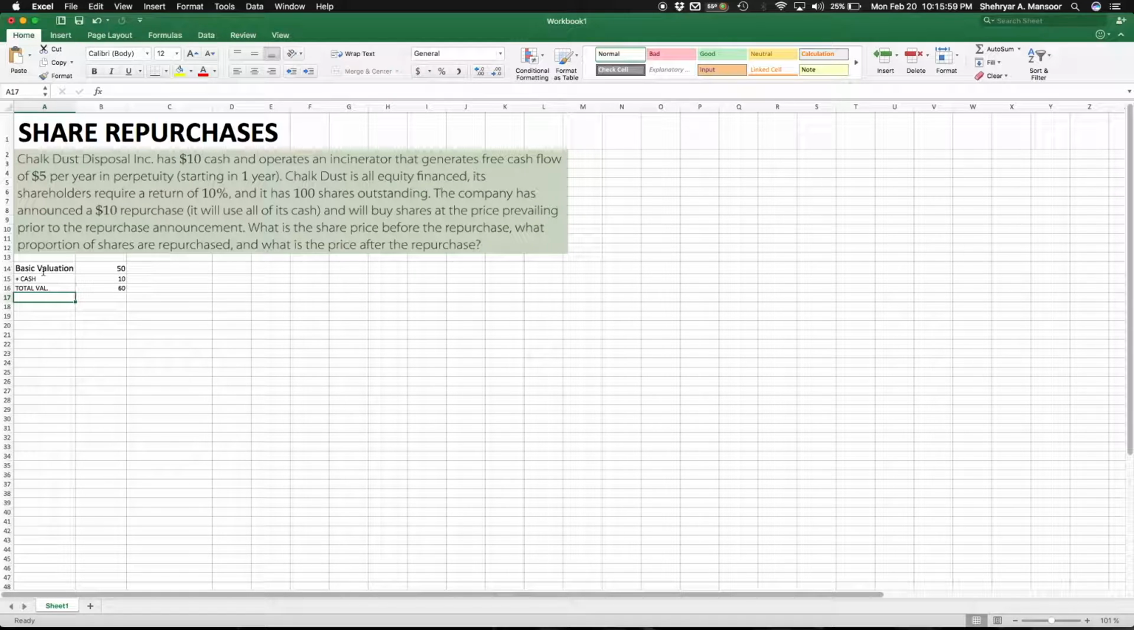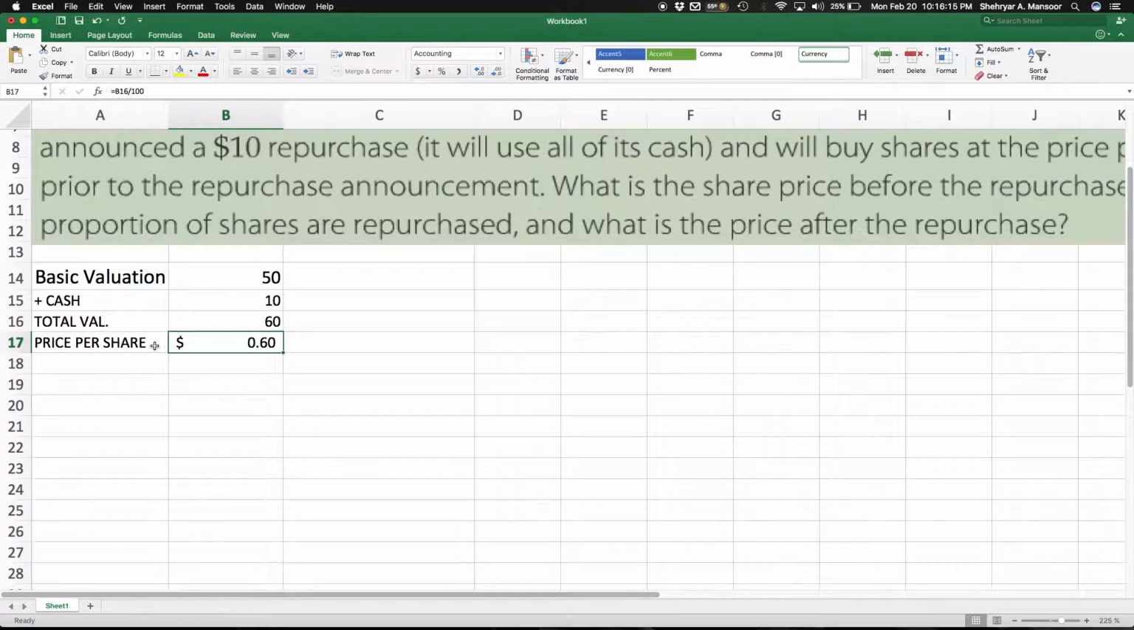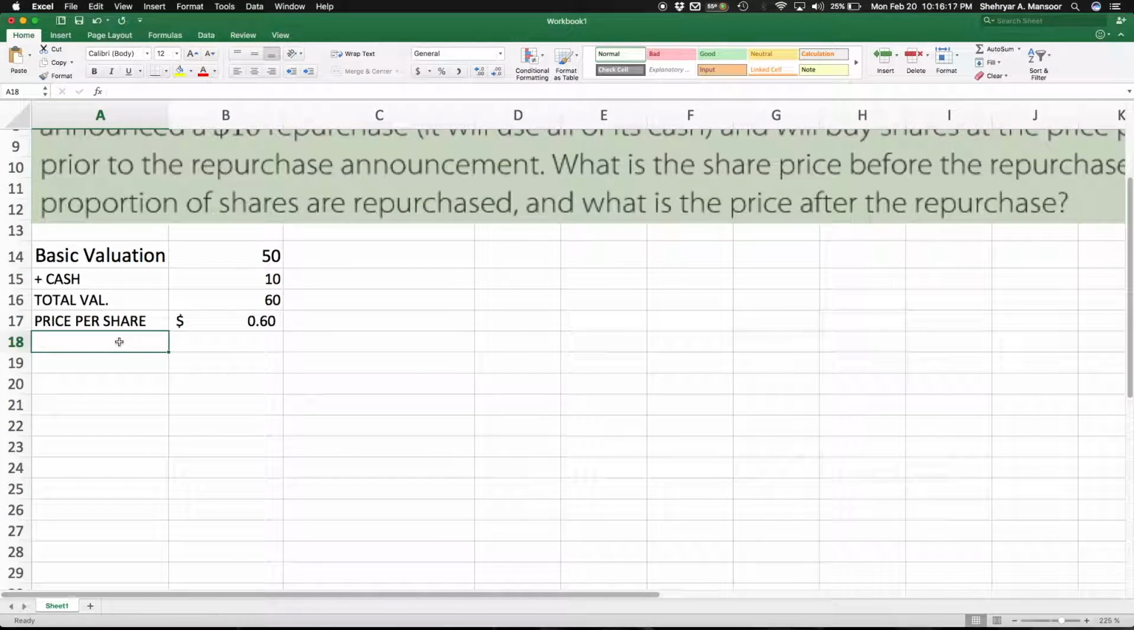We want to find the price per share. It's a very simple calculation. So you have price per share as 60 divided by, there are 100 shares. So 60 cents per share. I'll zoom in here so it's slightly easier to see. So the price per share is 60 cents right now.